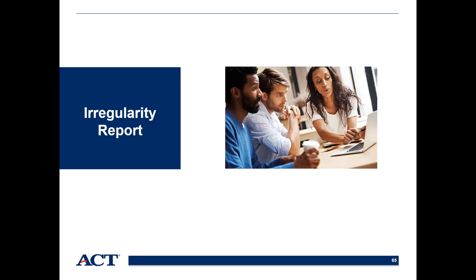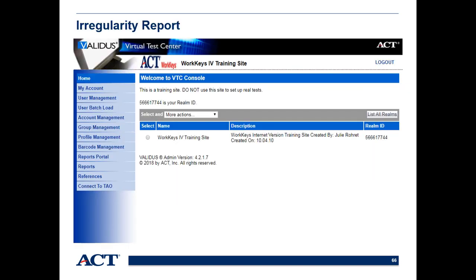So let's talk about incidents where you might need to complete an irregularity report, what those things look like and how you do it. The irregularity report is used to record every WorkKeys test irregularity, no matter how minor an incident may seem at the time. The irregularity report must be submitted as soon as possible after an incident occurs.